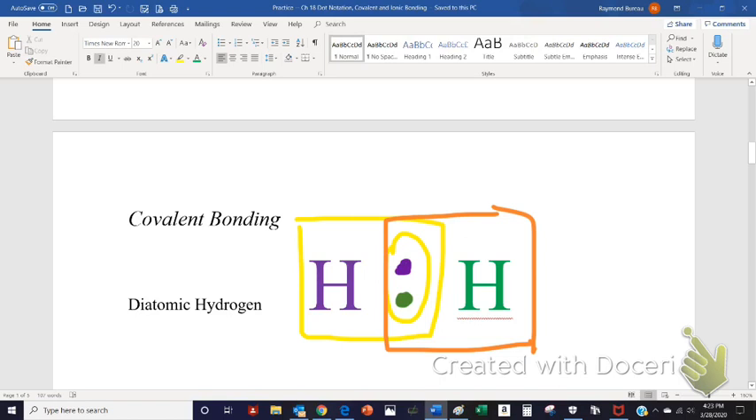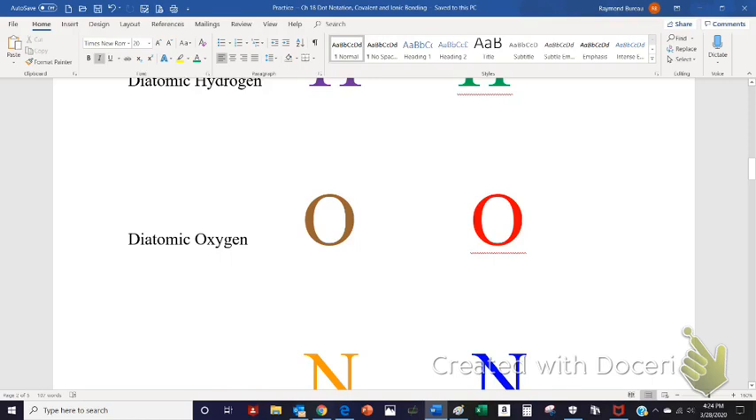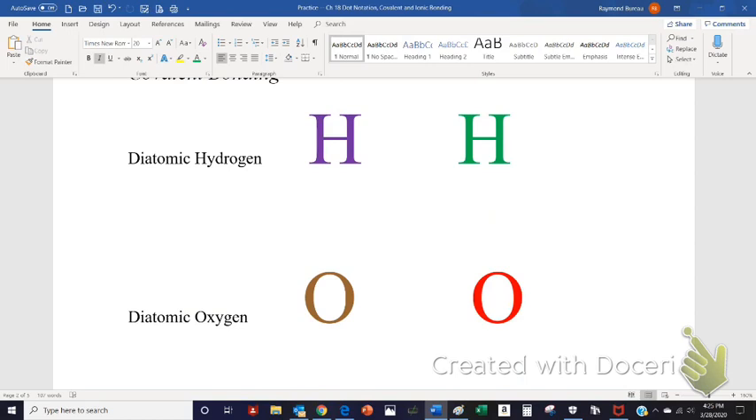So let's clear that off. And then we'll move on to the next one. Next one is diatomic oxygen. All right, so we're going to use brown and red. But before we do, I'm going to go ahead and redo the hydrogen very quickly so you can keep looking at that as we look at the diatomic oxygen. So let me switch to brown.